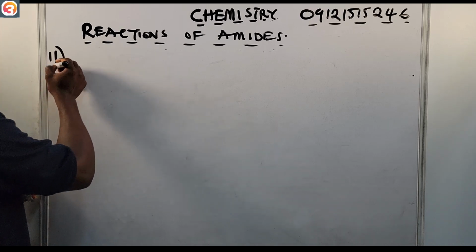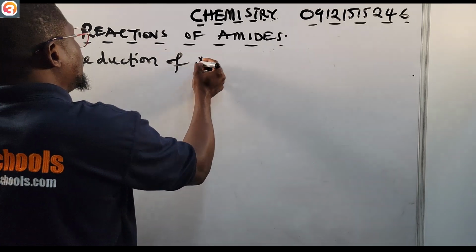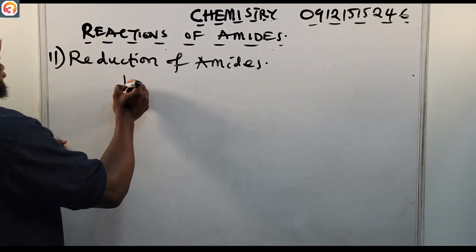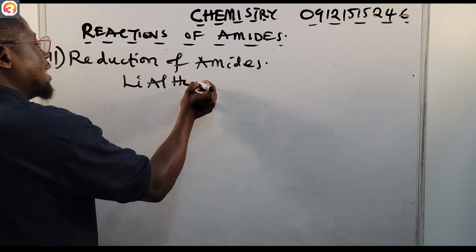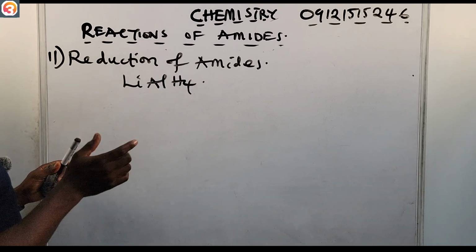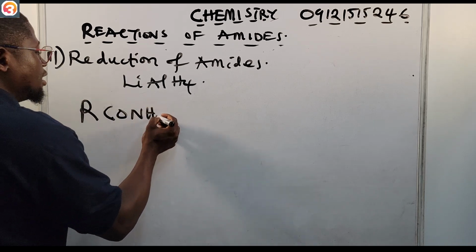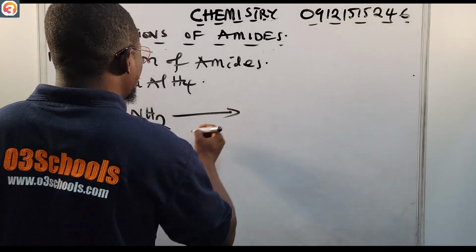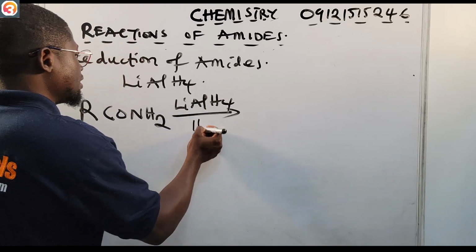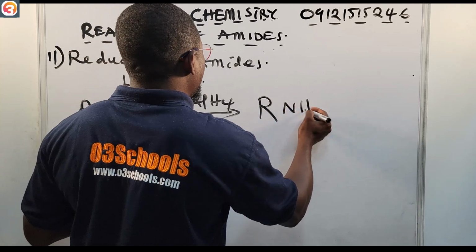Reduction number 2, reduction of amides. Amides can be reduced by lithium aluminium hydride, LiAlH4. When that reduction happens, what you get is an amine. So let us see. I have an amide like this, RCONH2. It is being reduced by lithium aluminium hydride in the presence of H2O. What you get is an amine, RNH2.